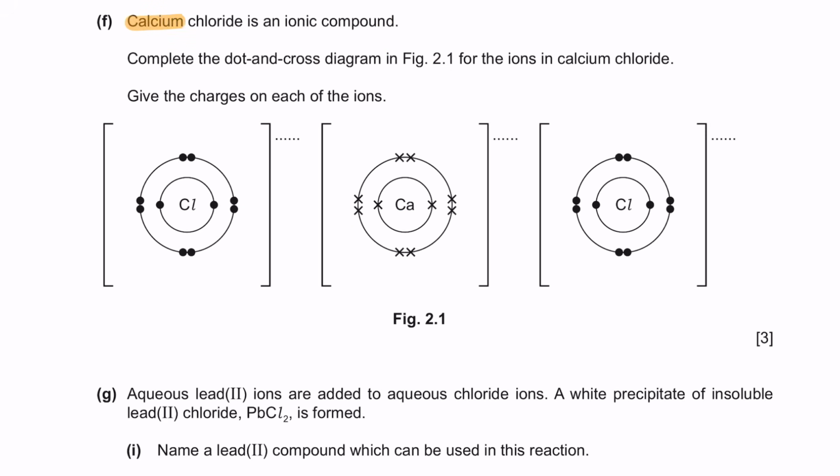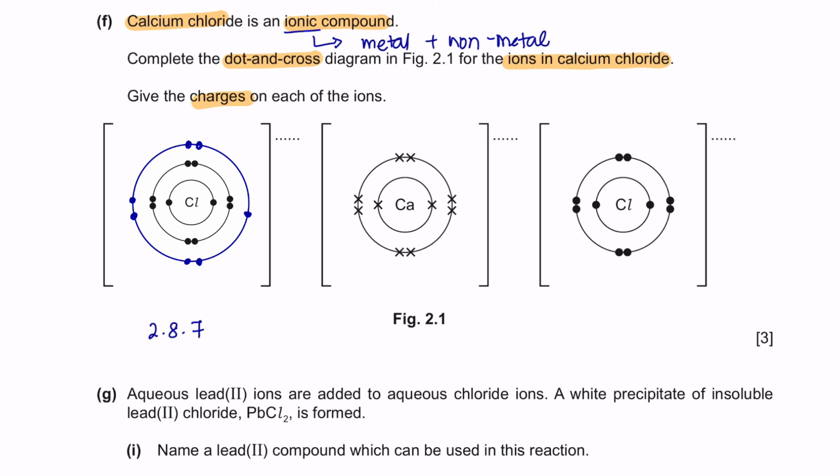Next, part F. Calcium chloride is an ionic compound. An ionic compound is formed when a metal element combines with a non-metal element. Complete the dot and cross diagram in figure 2.1 for the ions in calcium chloride. Give the charges on each of the ions. Chlorine atom has a configuration of 2.8.7. So to become stable, it's going to need another 1 electron.